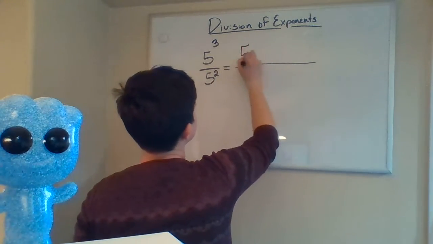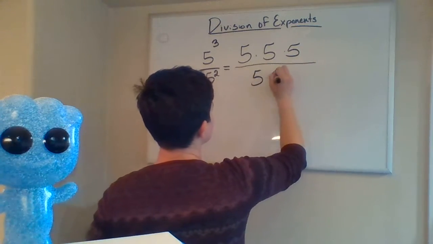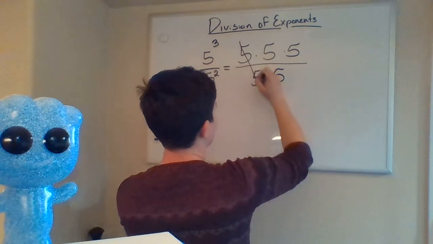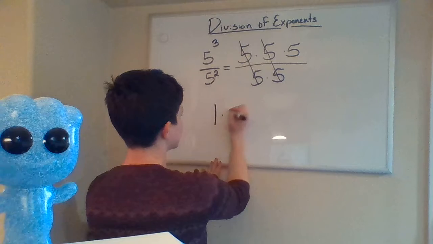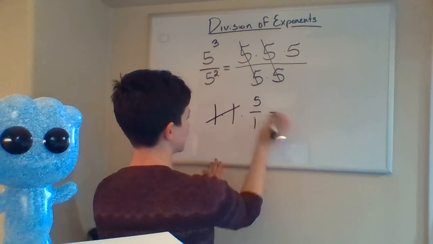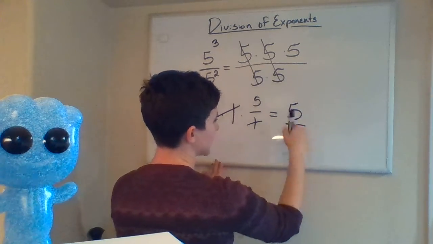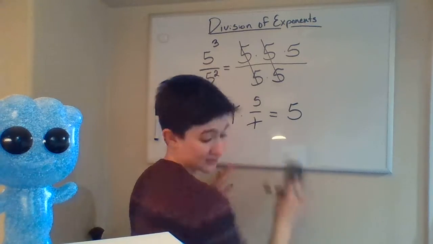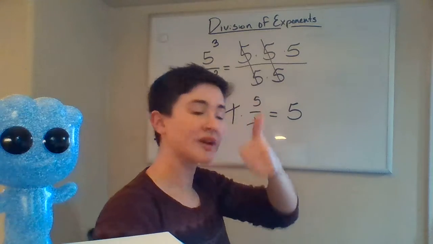Let's expand. Cross out ones that are the same because 5 over 5 just equals 1. I have 1 times 5 over 1. That does nothing, and I'm left with just 5 on top. If it doesn't have a 1 over it, it's on top. So if you guessed there would be extra 5s left over on top, you were correct.